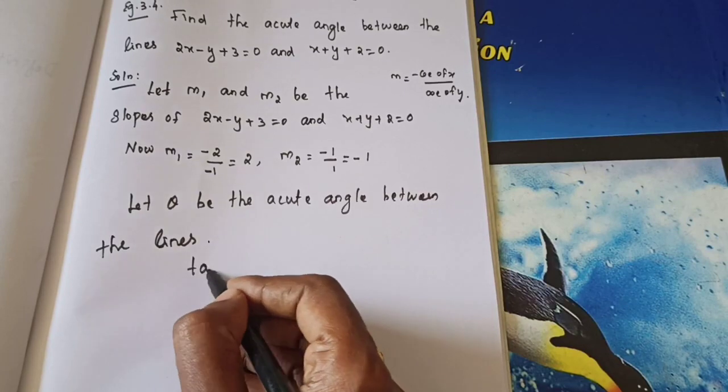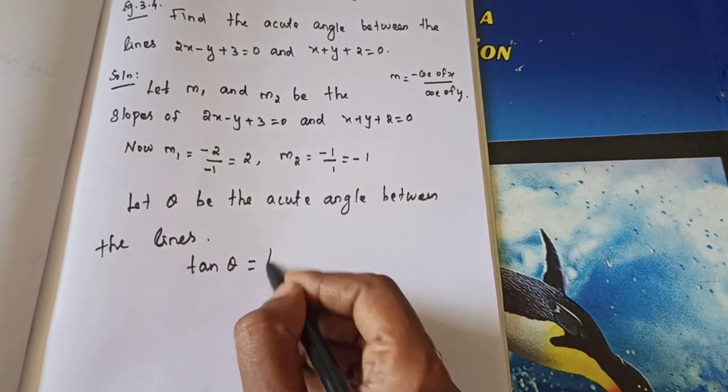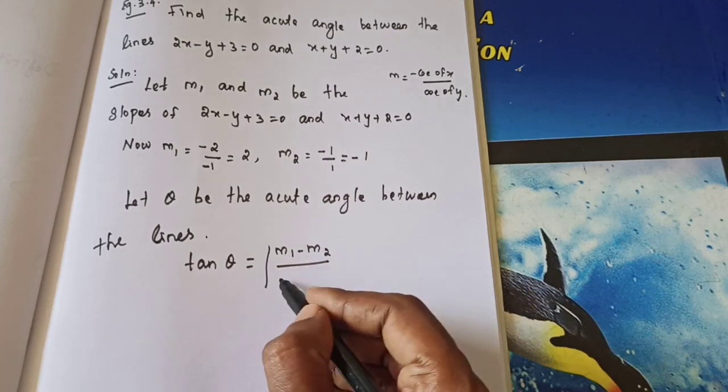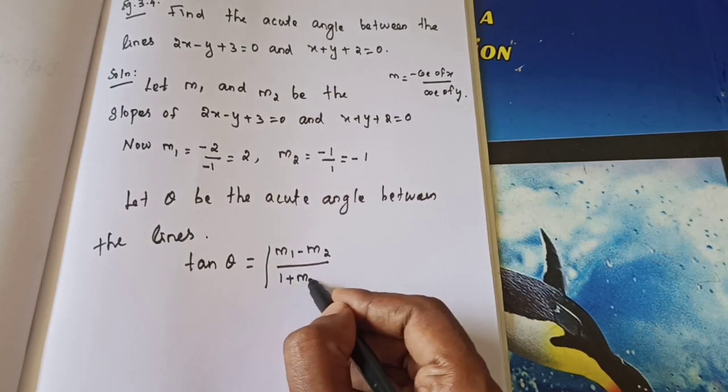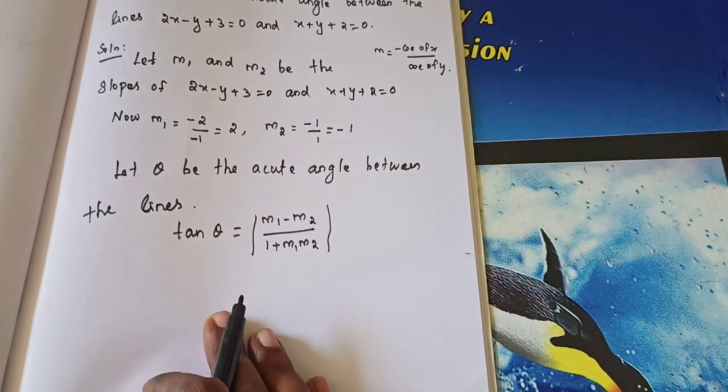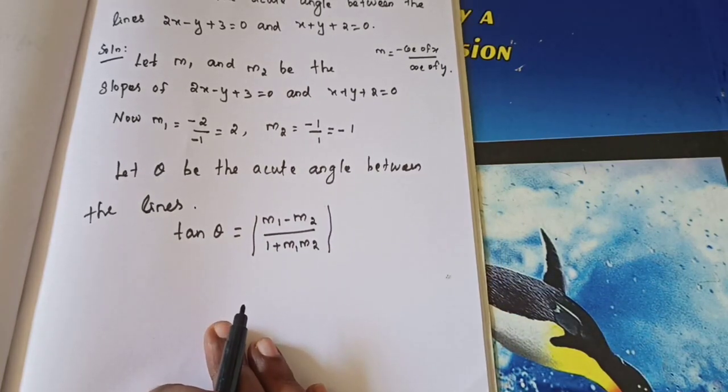Okay, what's the formula? Last class I taught you. Tan theta equal to modulus of (m1 minus m2) divided by (1 plus m1 into m2). Please learn this formula by heart.